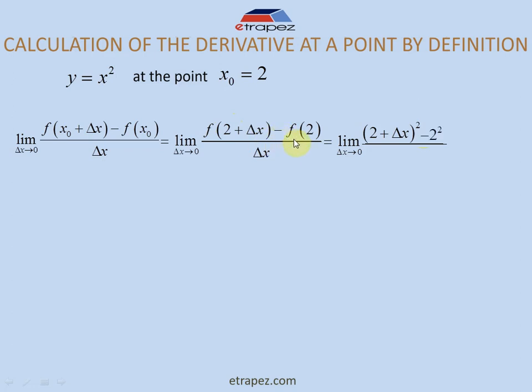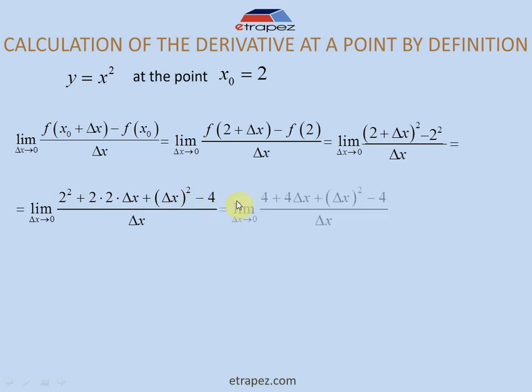Minus, I'm rewriting f of 2: replace x with what's in the bracket, which is 2, so 2 squared. Divided by delta x. So, using this data, you substitute, and we'll have the derivative from the definition. I'm squaring it based on the abbreviated multiplication formula: 2 squared plus 2 times 2 times delta x plus delta x squared. I'm not explaining where it came from. It's elementary multiplication.